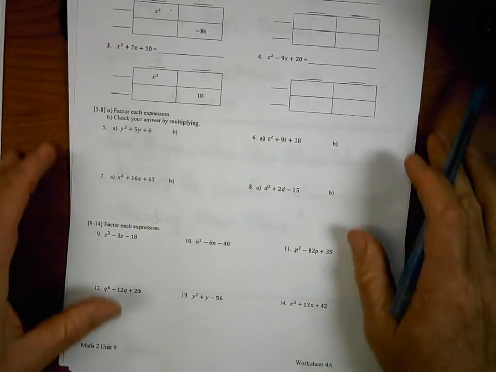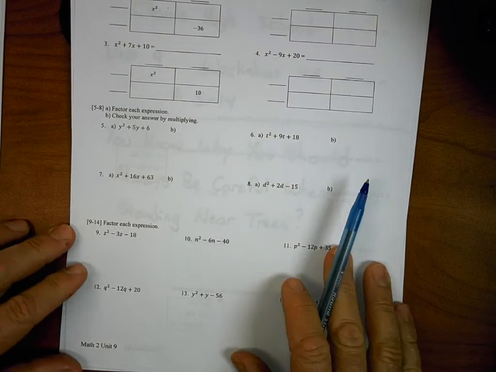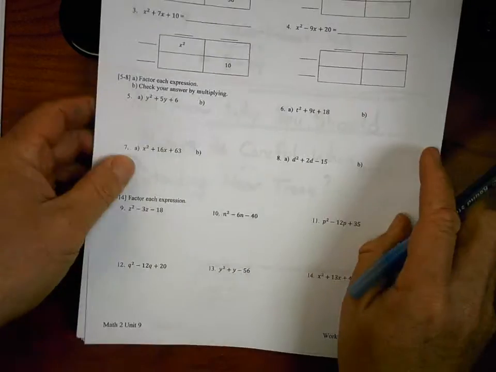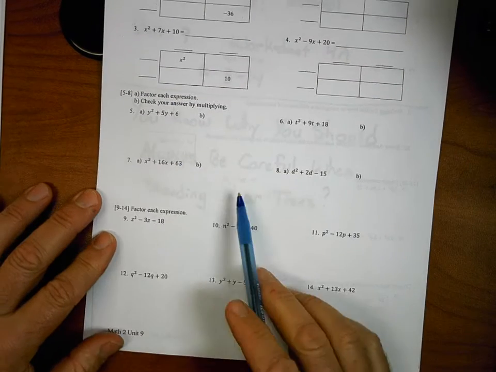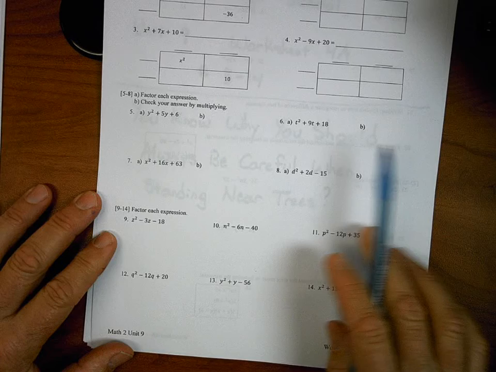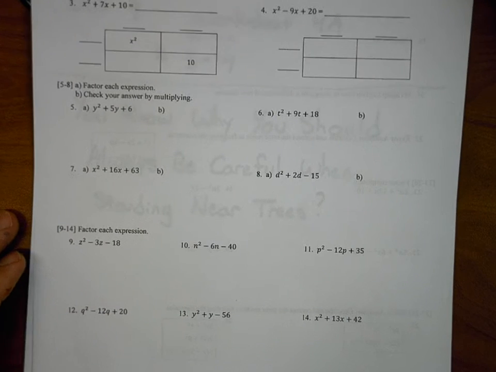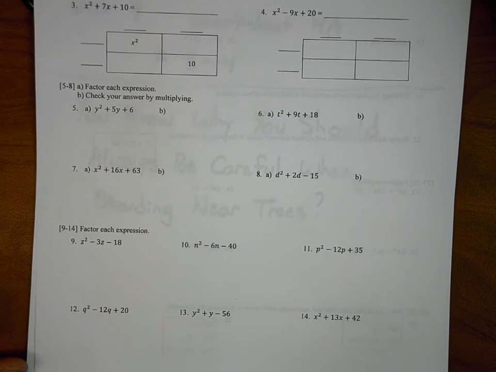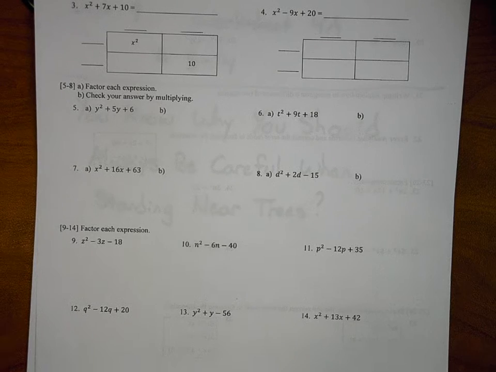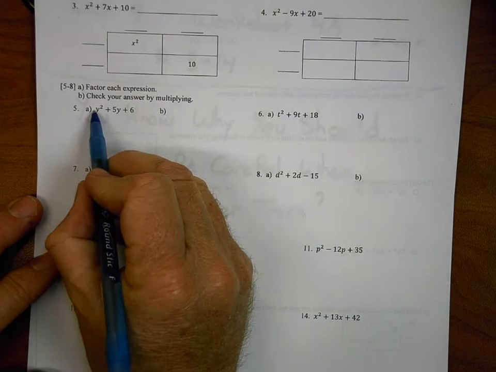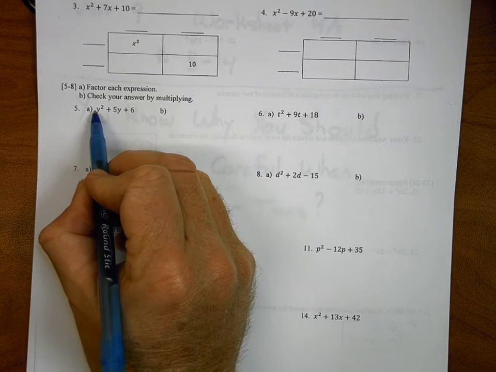Okay, so let's start off with number 5. We're doing 5 through 14, and in each one of these problems, we're going to factor each expression. In the first 4 problems, we're going to check our answer by multiplying, and then the last 6 problems, we're just going to factor and not check, okay? Every problem that we factor is going to be a trinomial, and it's not going to have a leading coefficient right here.